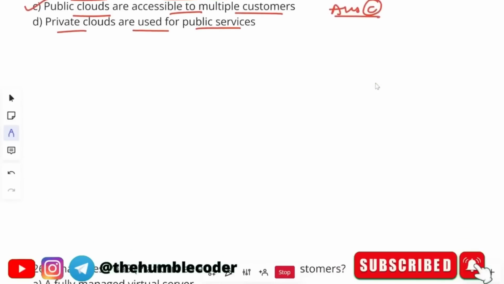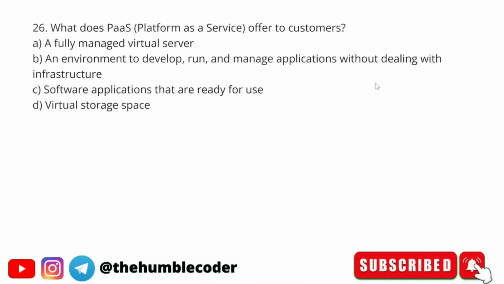Let's now move on to our next question. What does PaaS offer to customers? PaaS stands for platform as a service. So let's see the options that we have. A fully managed virtual server. Option B is an environment to develop, run and manage applications without dealing with infrastructure. Option C is software applications that are ready for use.